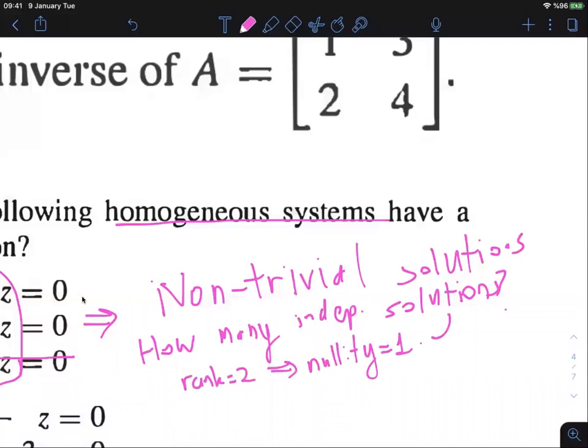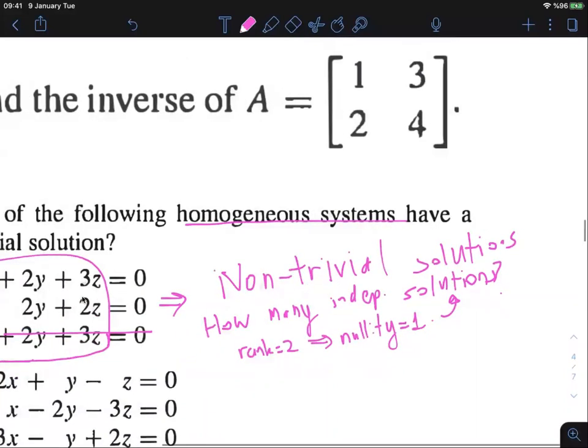Nullity is the number of independent vectors, independent solutions. So we can find at most one independent solution. The other ones will all depend on it. So this solution space will look like an arbitrary scalar times a fixed vector. All the solutions will be in this form. If the nullity was 2, the solutions would be written differently, but for this one it's just 1.